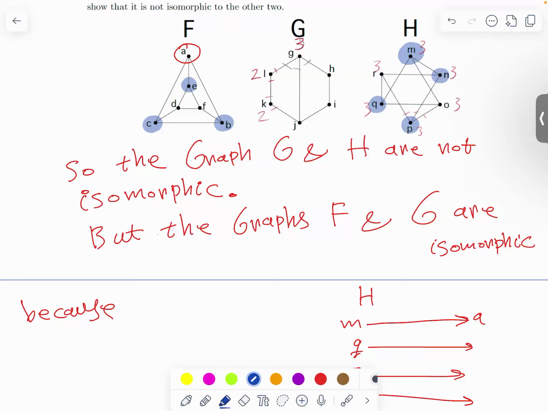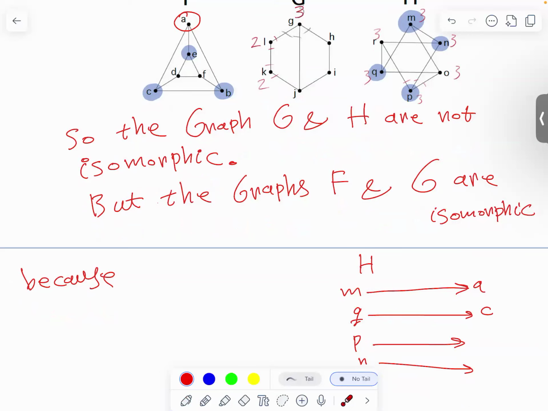So I will write Q to C, P to E, N to which one? B. All right. So M is connected to Q, P, N. At the same time, I wrote C, E, B. So I related these vertices to P, N, Q, and P.